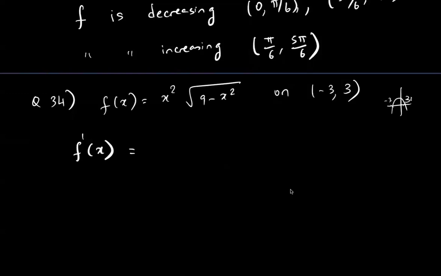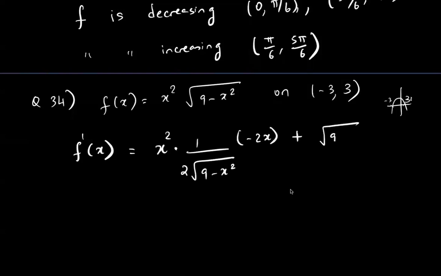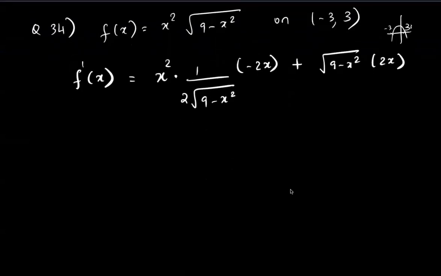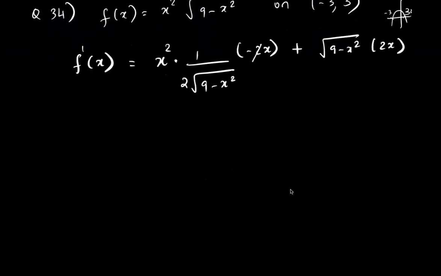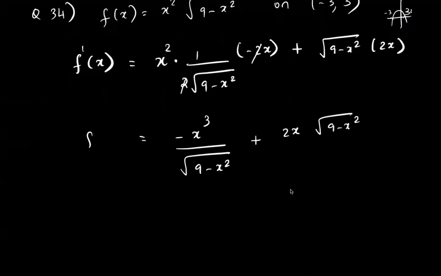Here I'm going to use the product rule. First I'm going to keep x squared as is. I'm going to take the derivative of the square root, 1 over 2 square root of this, times negative 2x, plus square root of 9 minus x squared times 2x. The 2 and the 2 get cancelled. So this can be rewritten as negative x cubed over square root of 9 minus x squared plus 2x times square root of 9 minus x squared.